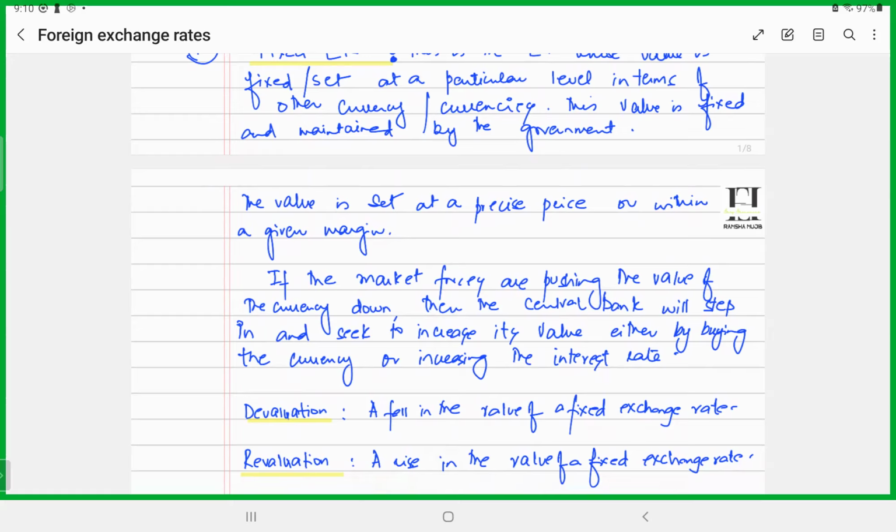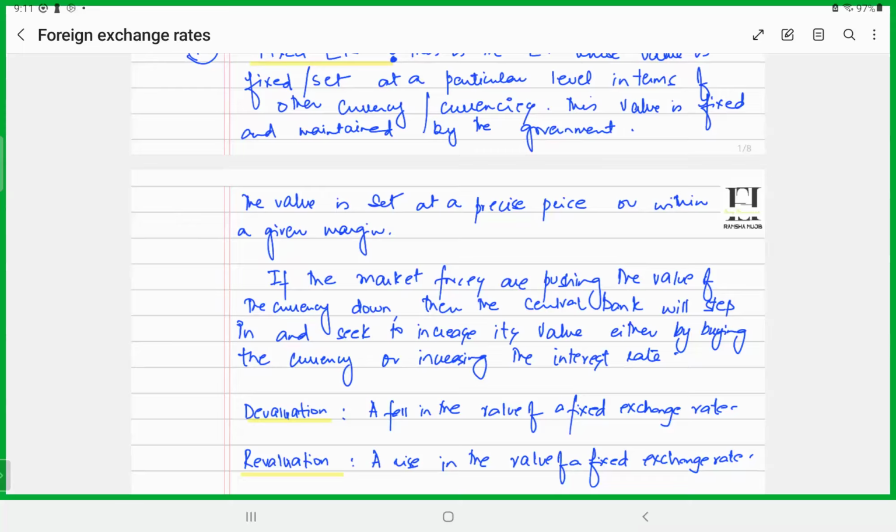So now what's going to happen? Now let's suppose the value of a currency is going down. It's decreasing within the prescribed band, whatever the range was, it's falling below that. So the government would step in and would buy back the currency. So that what happens? The supply reduces. So once the supply of the currency reduces, automatically the price would pull upwards.